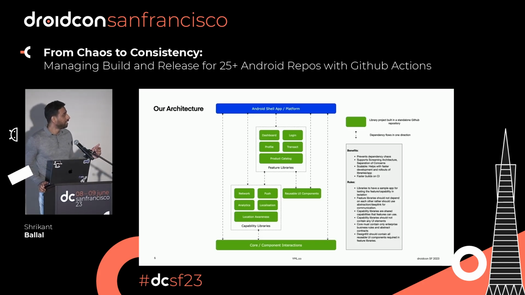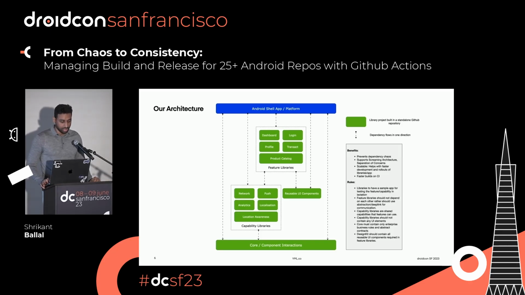On top of that, we have feature libraries. The feature libraries use the capabilities libraries and the reusable UI components to build the feature. These feature libraries are big enough. It's not like one screen per repository. It's big enough to justify that it should be in its own repository. And on top of that, we have the blue color, which represents the shell app, which is an integration point of all the libraries.